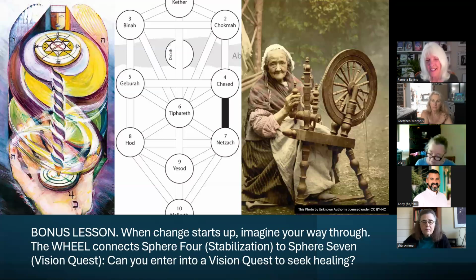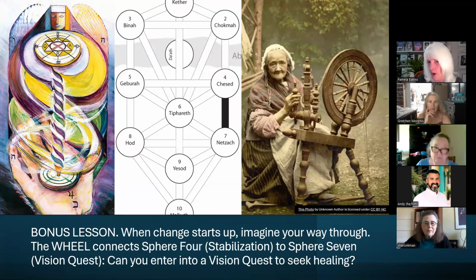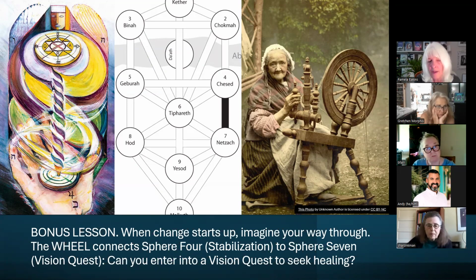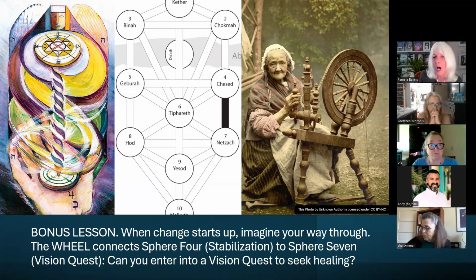Okay, and here's a little bonus lesson. So we're on sphere number 4 today, and I have this black line put in between sphere number 4 and sphere number 7, because if you need a way out, if a stabilization is starting to break up or something, here's one of the ways out of the 4. It happens to be the path of the wheel of fortune. Okay, accept that things are going to change. When change starts up, imagine your way through by connecting to sphere number 7 on the path of the Wheel of Fortune. We haven't discussed sphere number 7 yet, but sphere number 7 is the sphere of the vision quest.